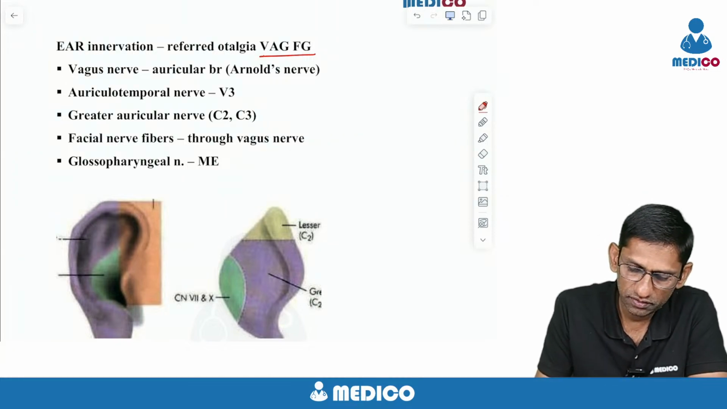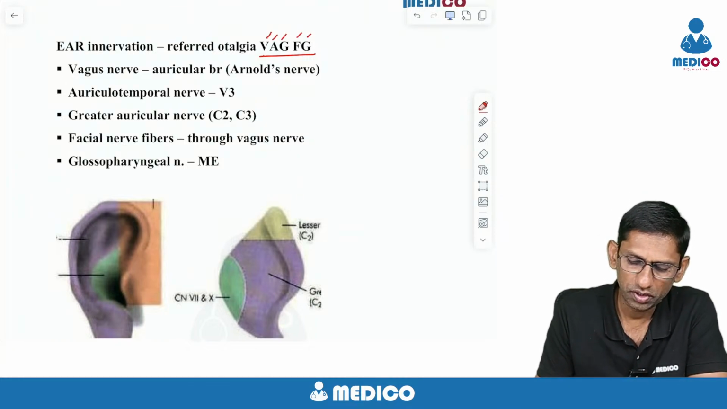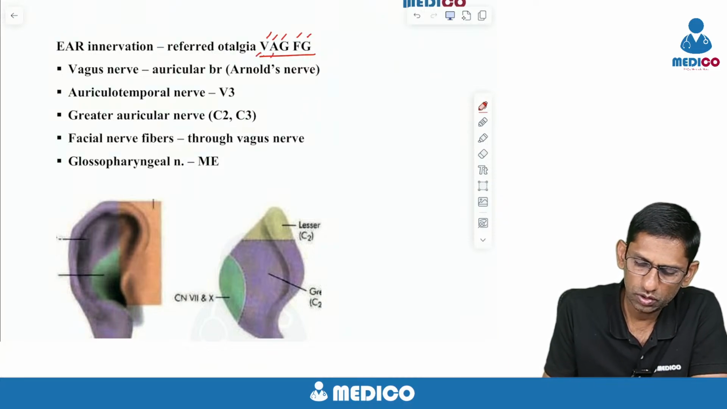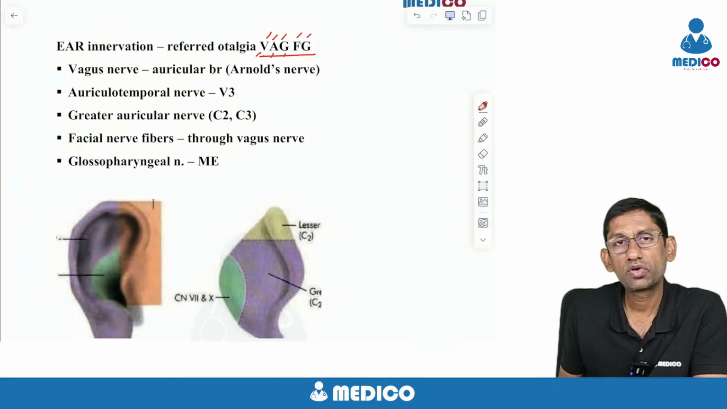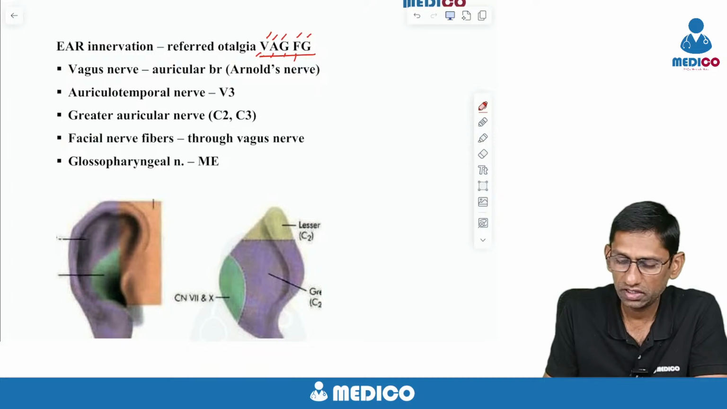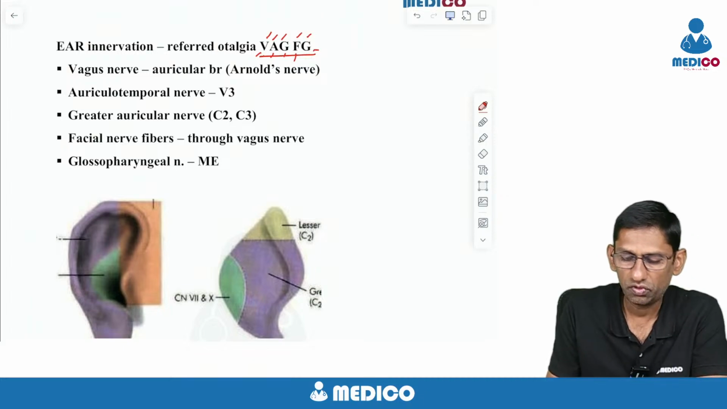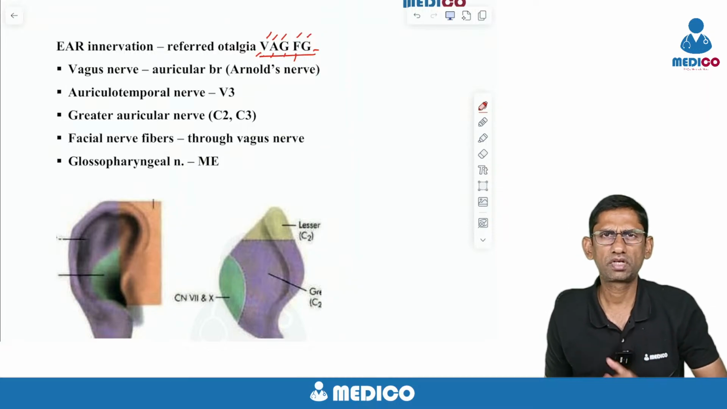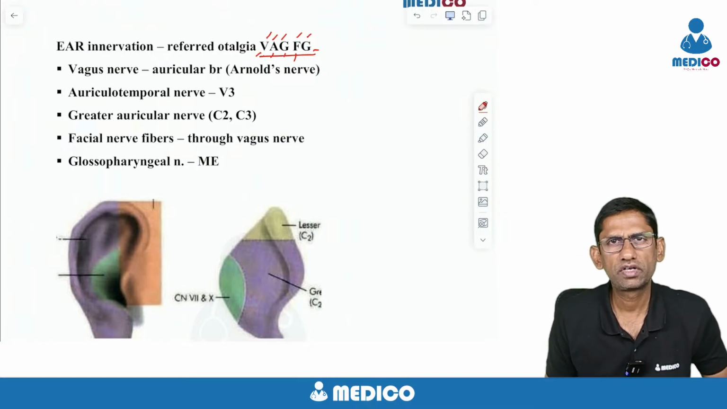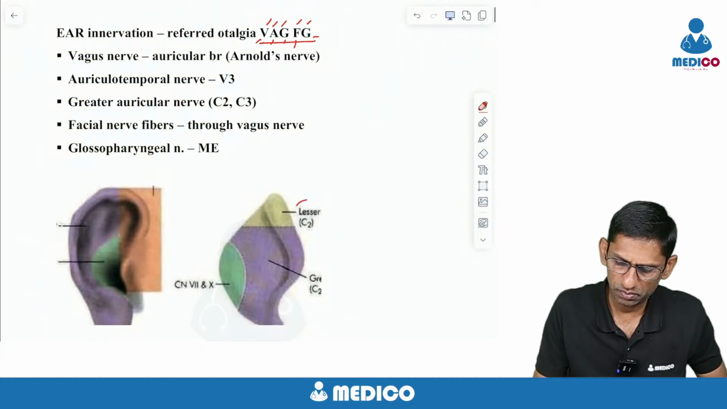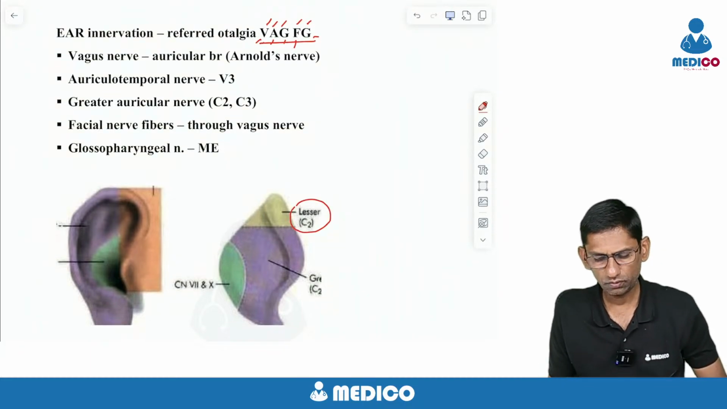So vague friends group is the mnemonic: vagus, A for auriculotemporal nerve, G for greater auricular nerve, F for facial nerve, that's quite an important nerve supply to the ear, and the last G is for the glossopharyngeal nerve. Apart from this, a small supply is there from the lesser occipital nerve, which is insignificant, not a big supply to the ear. So this yellow area is supplied by the lesser occipital nerve from C2.